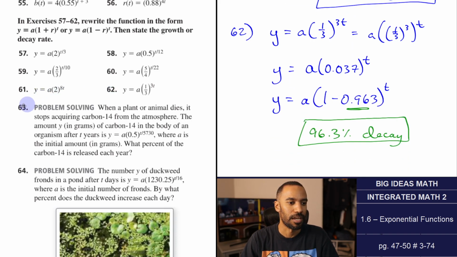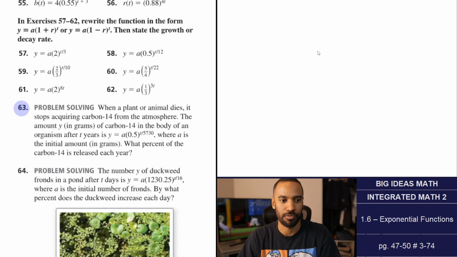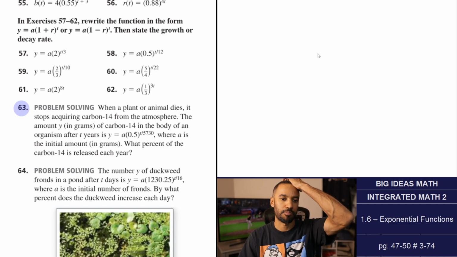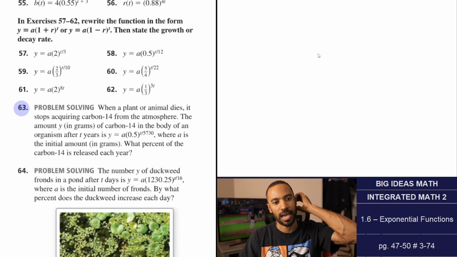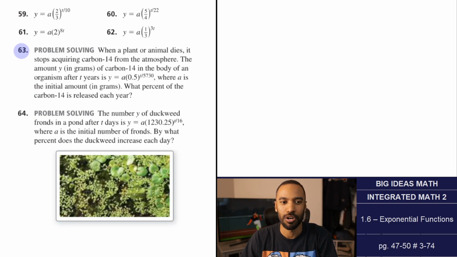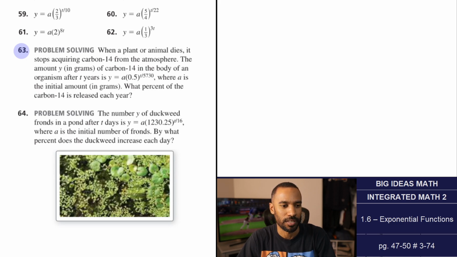All right. Number 63. When a plant or animal dies, it stops acquiring carbon-14 from the atmosphere. The amount Y in grams of carbon-14 in the body of an organism after T years is Y equals A times 0.5 to the T over... oh, it's a half-life question without being called a half-life question. The half-life is 5,730. In that model, where A is the initial amount in grams, what percentage of the carbon-14 is released each year?